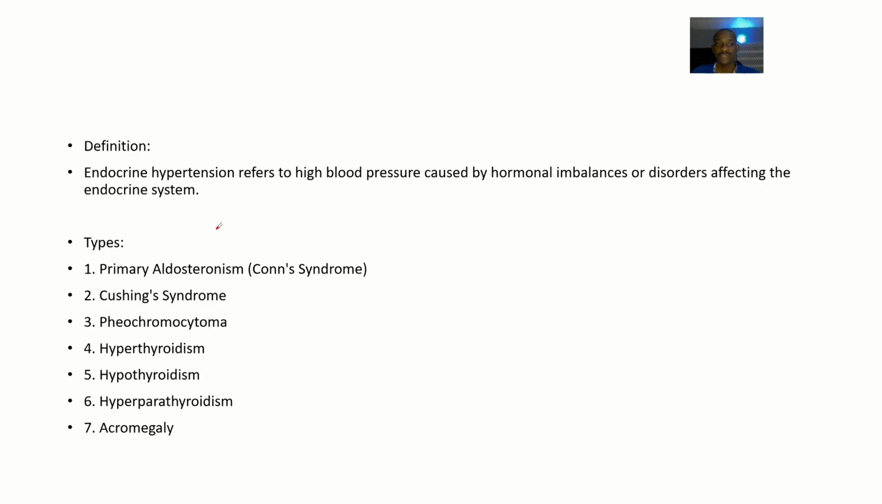For the definition, we see that endocrine hypertension refers to what? High blood pressure. And this high blood pressure is caused by hormonal imbalance, okay? So the hormones in your body, they are not balanced. That's what resulted in the hypertension. So because they are not balanced, it affected the endocrine system.